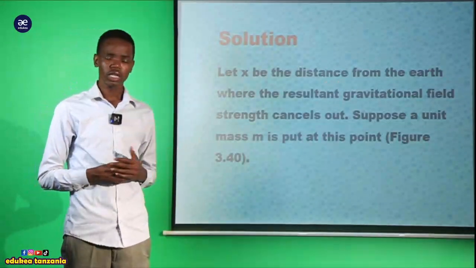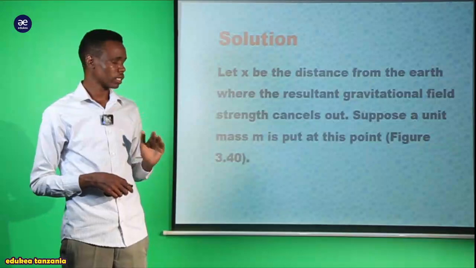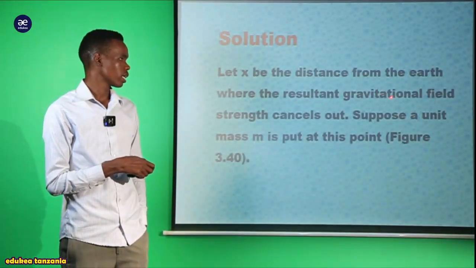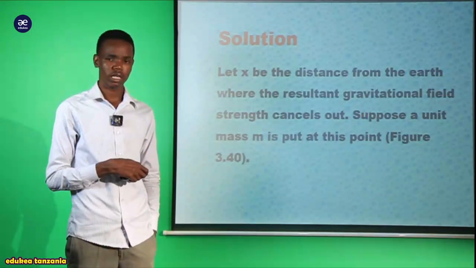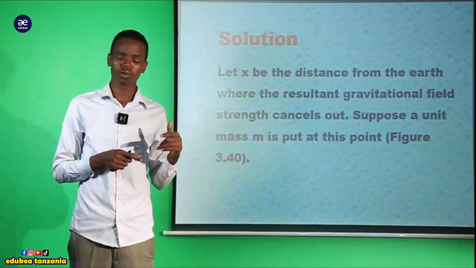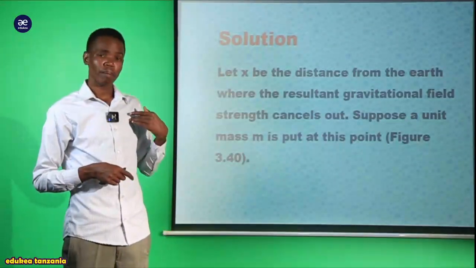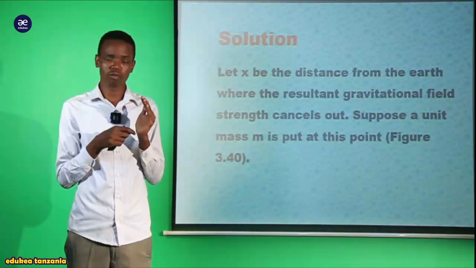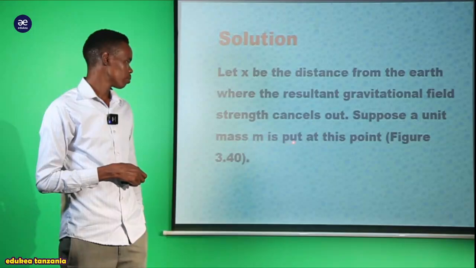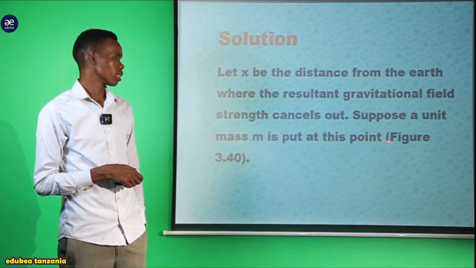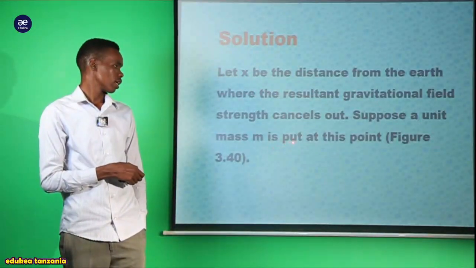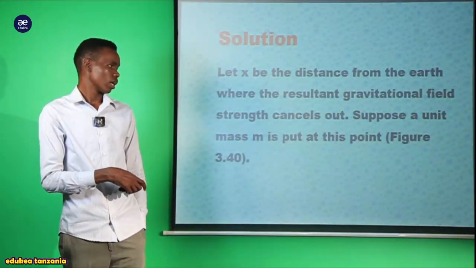So the solution here, first of all, we are supposed to relate that. Let x represent the distance from the earth where the resultant gravitational field strength cancelled out. Kwa yule x ata experience kwamba yule ni yule distance kutoka kwenye earth pale ambapo yule resultant gravitational field strength atabini cancelled. And suppose a unit mass m is put at this point. Kwa kitu ambacho tutakuwa tuweze ku imagine kwamba huyu unit mass m is put to this point.